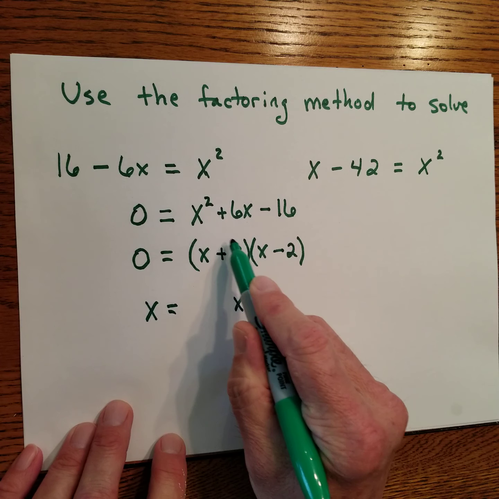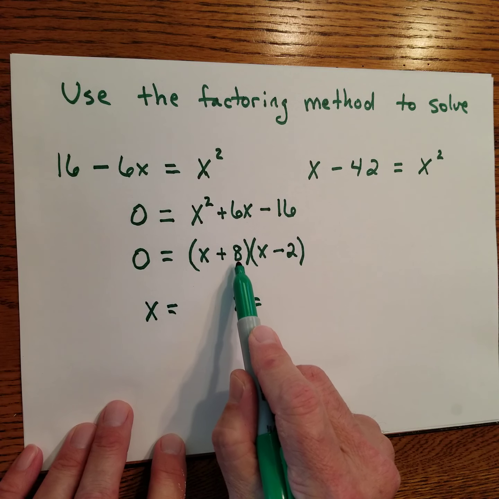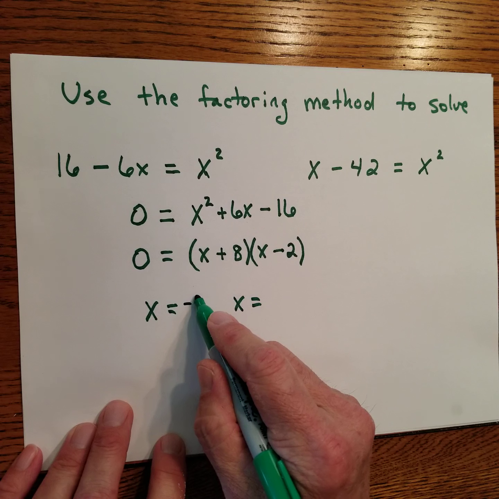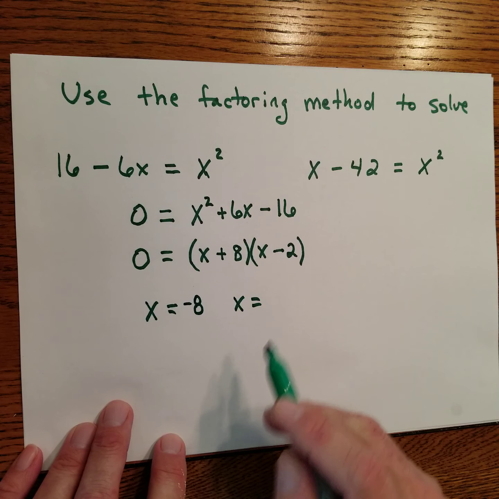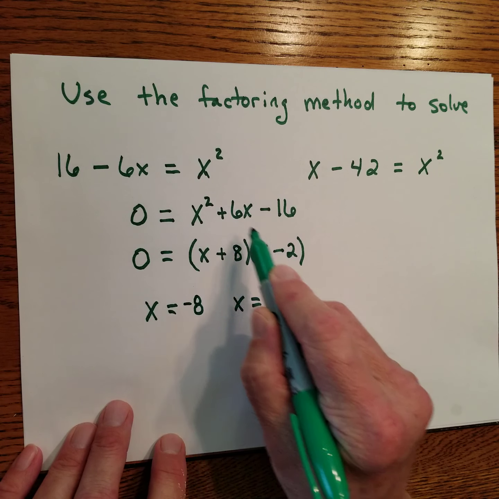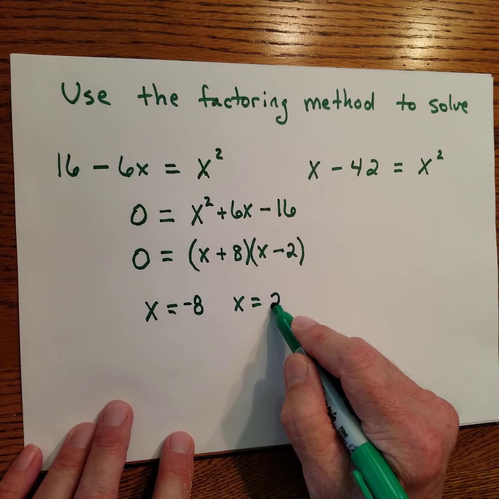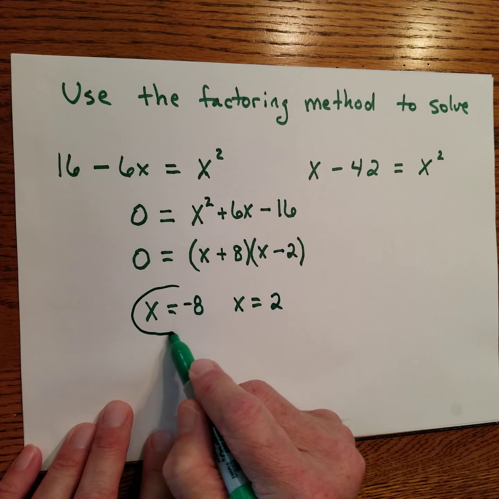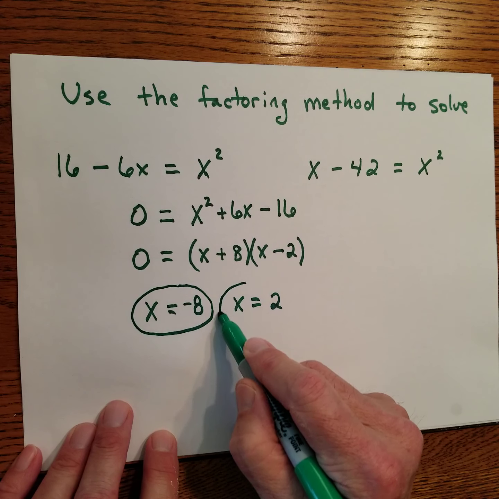What makes this binomial 0? Well, if I move positive 8 to this side, negative 8 would do the job. What makes this binomial equal to 0? If I move negative 2 to the other side of the equal sign, I get positive 2. There's my two answers.